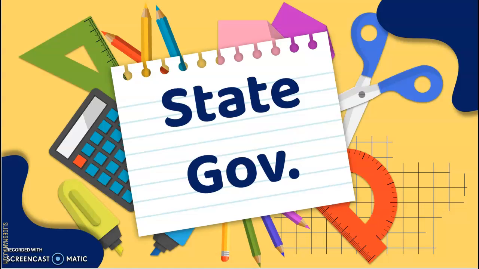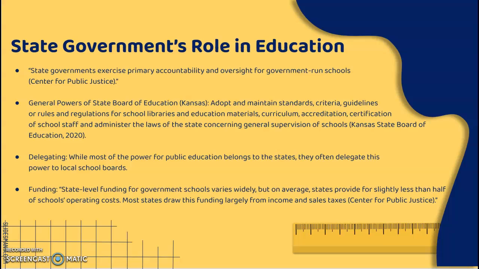So then moving to the state government, the state government really has probably the most power if they would want it. However, they have primary accountability and oversight for government-run schools, but they often delegate that power to the local governments. So they maintain standards, criteria, guidelines, rules, and regulations for school libraries, education materials, curriculums, accreditation, certification of school staff, etc. So the state government really plays the largest role in education, but as I said, they delegate most of that power.